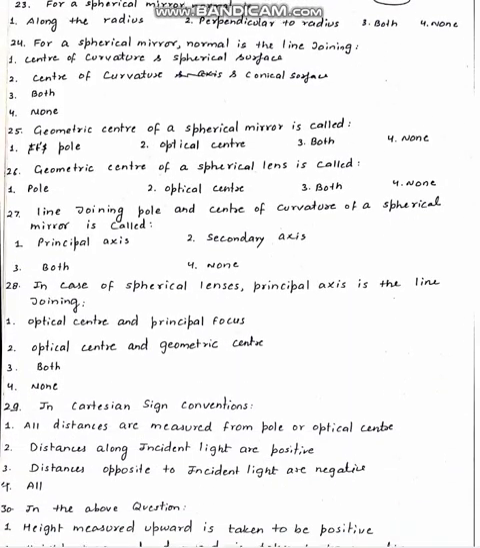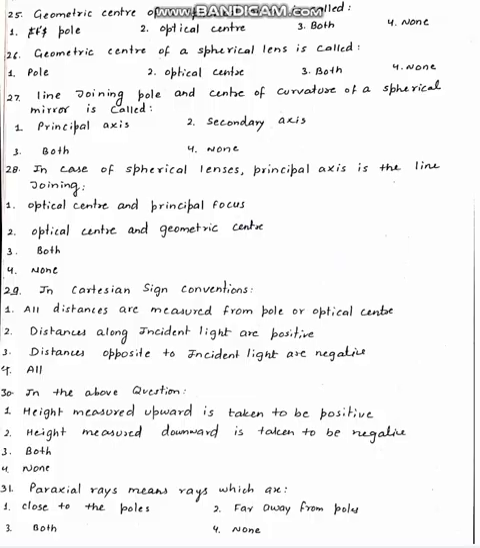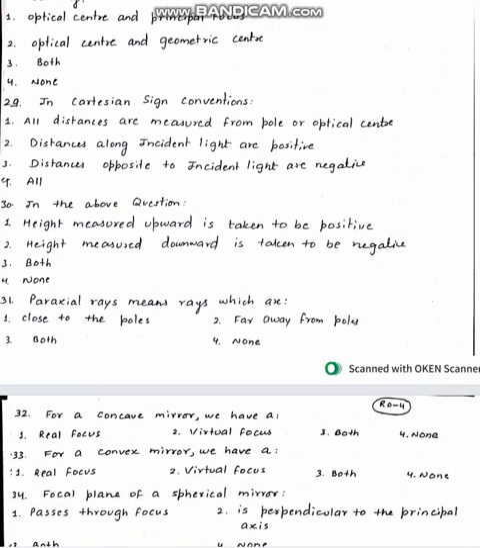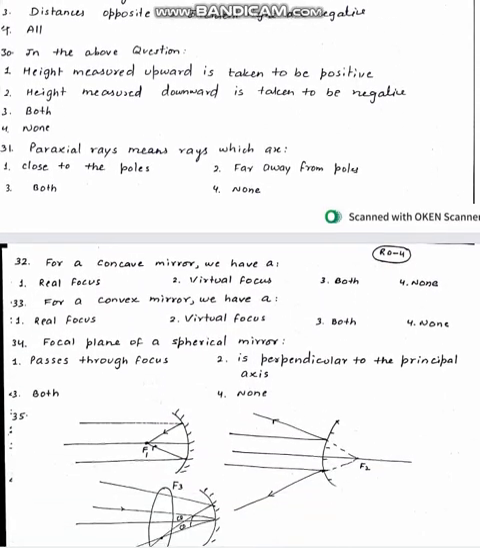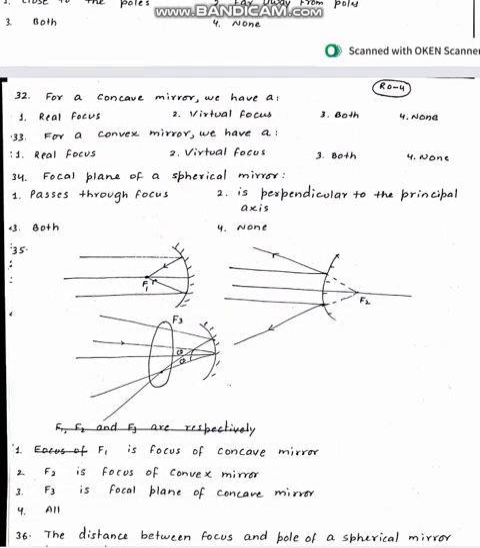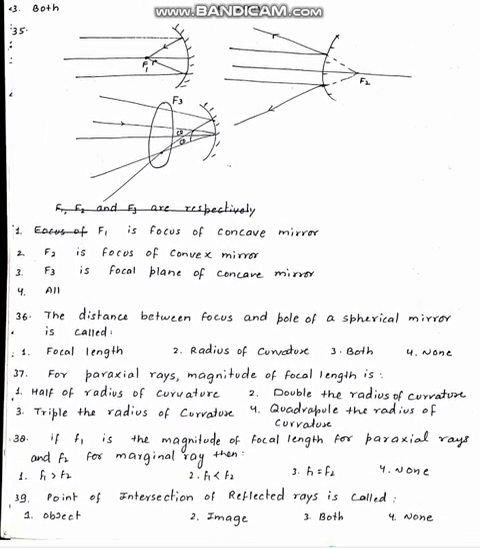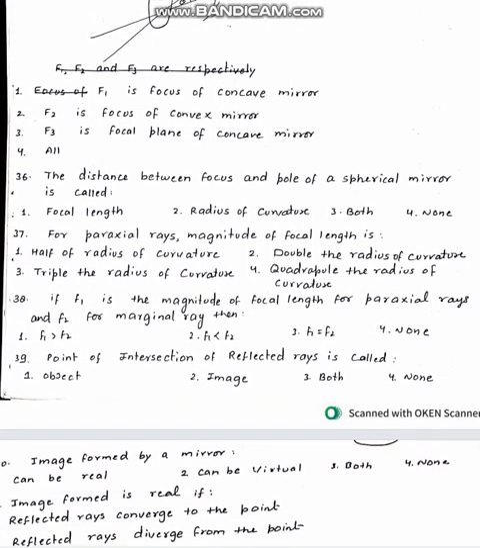Then we have spherical mirrors, geometrical center, certain properties related to it, principal axis, secondary axis, lenses, Cartesian coordinate system, height measurement, sign convention, paraxial rays. We have concept for concave mirror, convex mirror. Then we have certain graph-based questions on that. Then on the focus of mirrors.